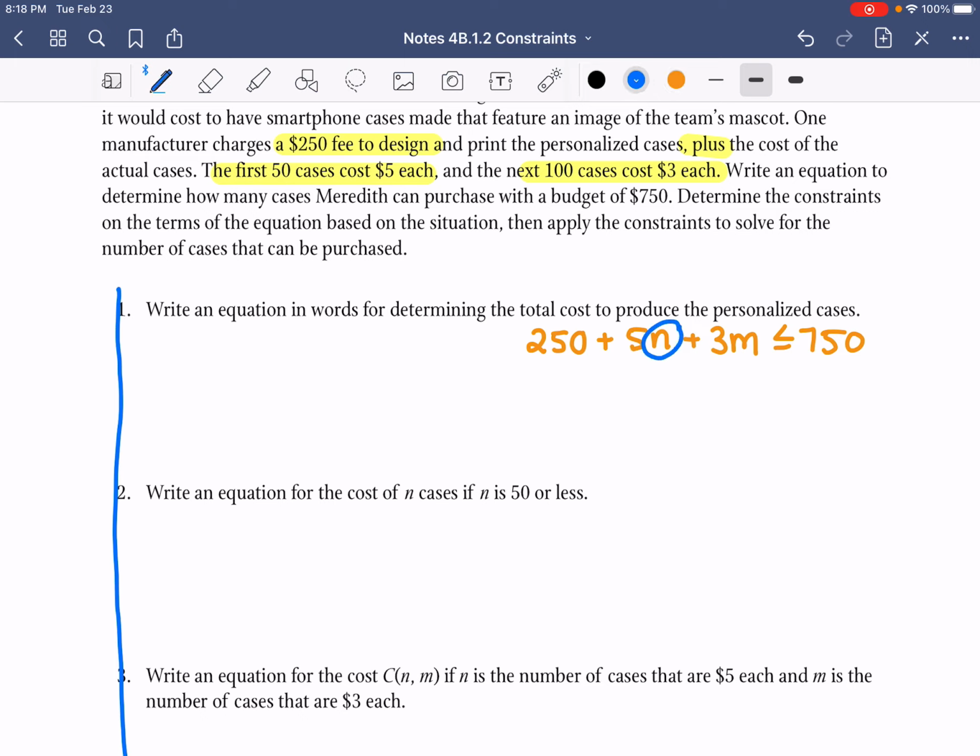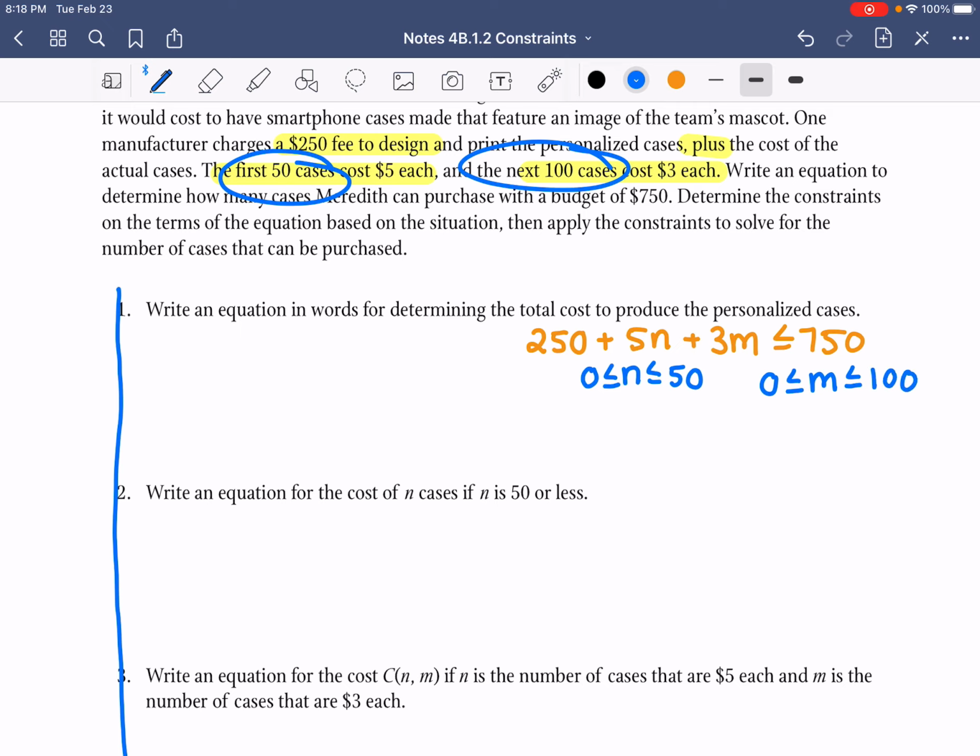All right, so we want to put on some restrictions though. So N is the number of cases. Some restrictions are we can't have negative cases, right? So it has to be greater than or equal to 0. But this is only for the first 50 cases that cost $5 each, so N is going to be less than or equal to 50. Then our letter M, also a number of cases, can't be negative, so it can be from 0 up to the next 100 cases, so it can go up to 100.